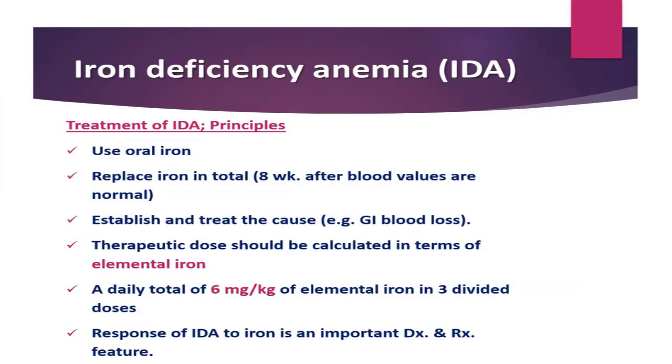Treatment of iron deficiency is by using oral iron, and here we should give iron until we have a normal level of hemoglobin, and then we continue iron for 8 weeks after having normal blood values to replenish the stores of the body. We should establish and treat the cause of anemia like GI blood loss. The therapeutic dose should be calculated in terms of elemental iron with a total daily dose of 6 milligrams per kg divided into 3 doses per day.